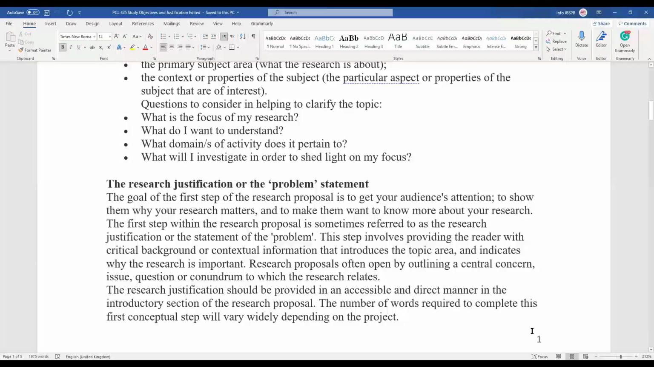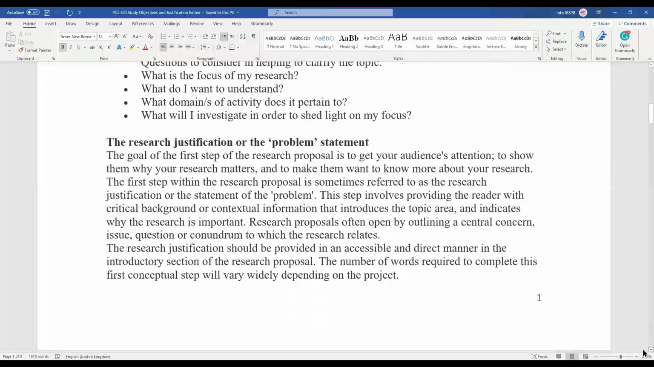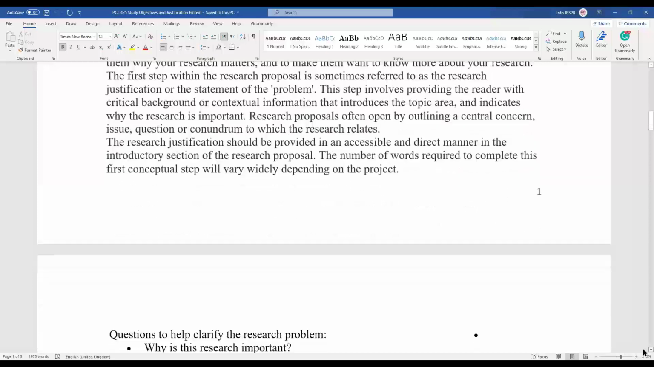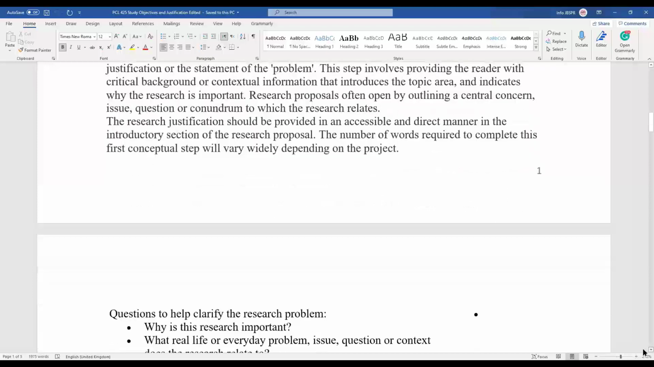The number of words required varies depending on the project. Usually, I was reading one statement of problem and it had about two or three pages, which is wrong. It shouldn't really be more than one page, because you're supposed to just address what you have found in literature, the problem, and that is why you want to do this research.